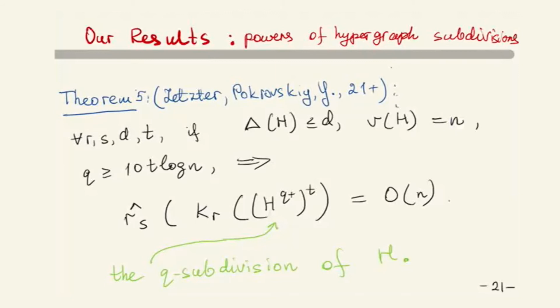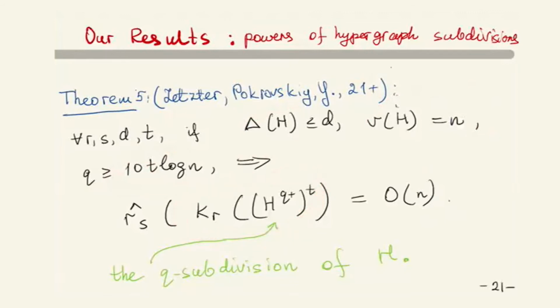What we can show is that if you take any graph H of maximum degree D on n vertices, and you ask for your subdivision to be long enough, so it's some constant times log n, then the size Ramsey number for all the colors of this graph is going to be linear.